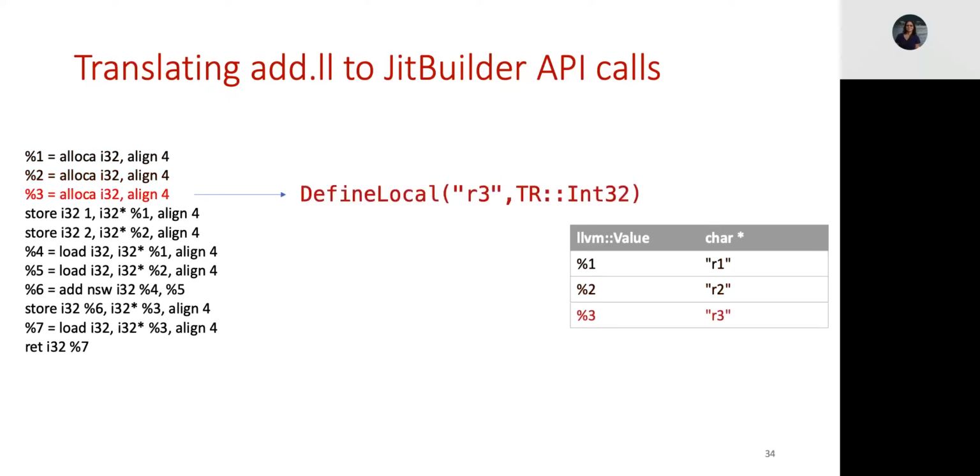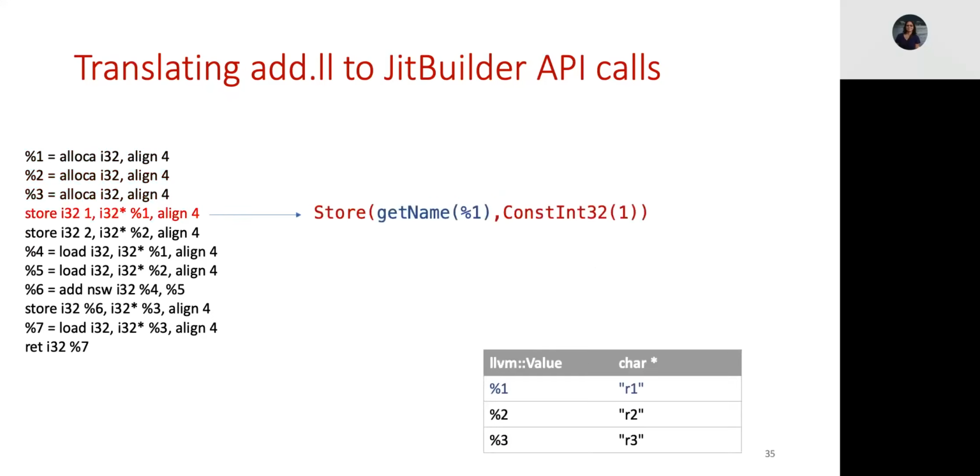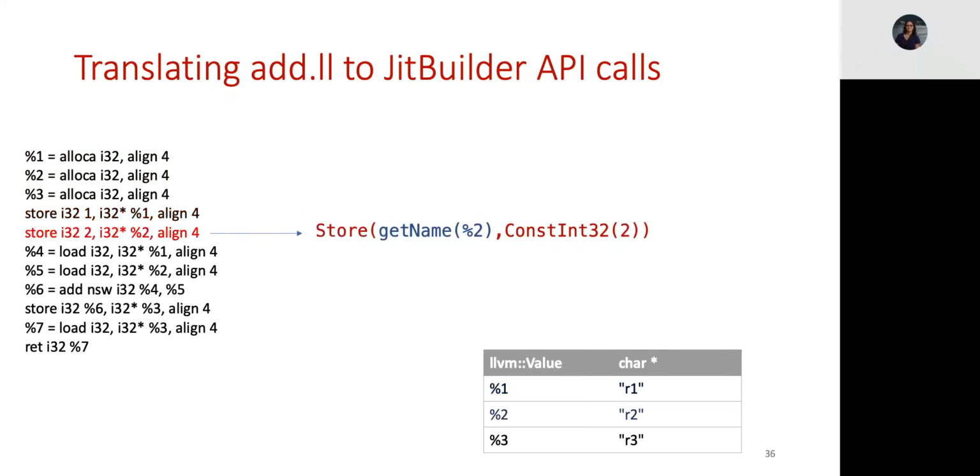As you can see, our local variable name table is growing. And then the next thing we do is store. In this instruction, we are storing const int32 1. So we create that const node, and then we get the name that we stored previously, and we just look up that table, and we get R1. And then we can store const int32 1 into that variable. And same for the other store instructions.